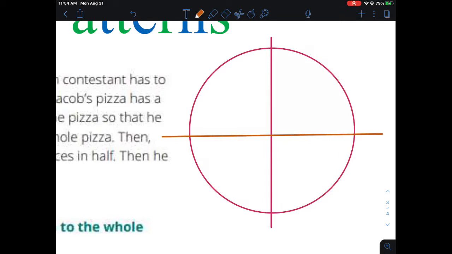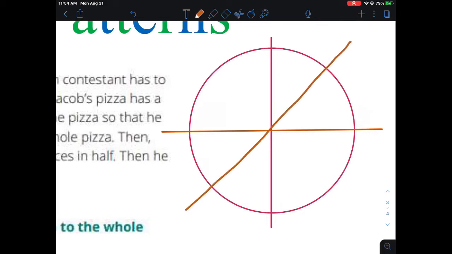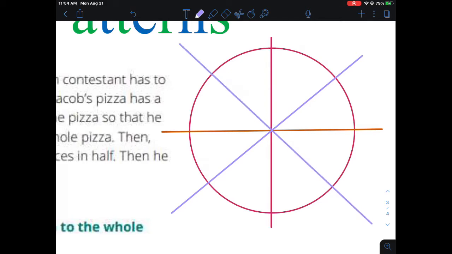So he had 2 pieces. He's cutting each of those 2 pieces in half. So now he has 4 pieces. Then on that third cut, he's going to cut each of those pieces in half. So we cut those in half, and then we also have to cut this in half too. All right, so now my pizza's in 1, 2, 3, 4, 5, 6, 7, 8. So these pieces are 1/8 each slice.